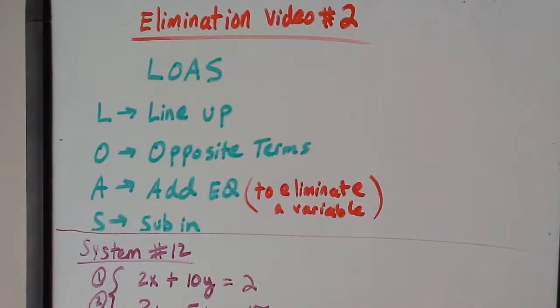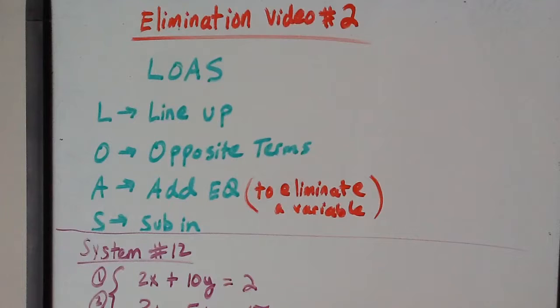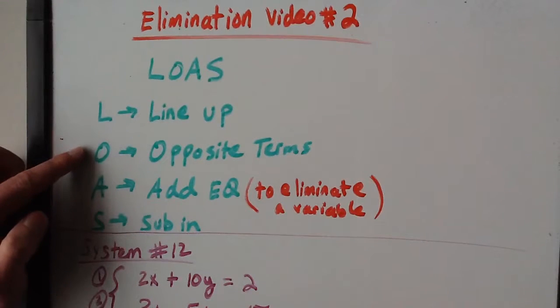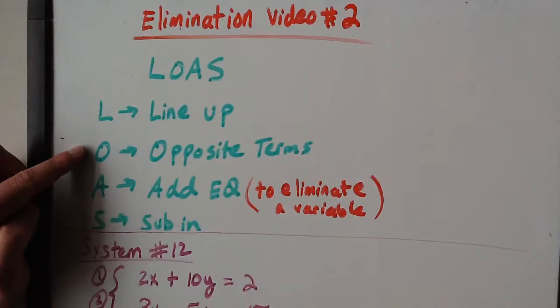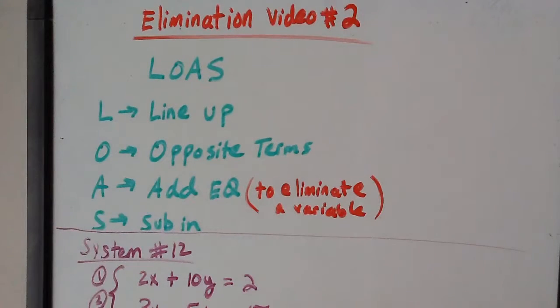Okay, 8th grade, this is elimination video number 2. Remember, we're using LOAS to help us remember how to solve by elimination. We're going to line the equations up. We're going to look for opposite terms. If we don't have opposite terms, we'll create opposite terms. We'll add the equations together to eliminate one of the variables, and then we'll sub in to get the value of the other variable.